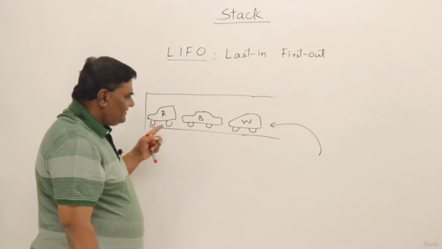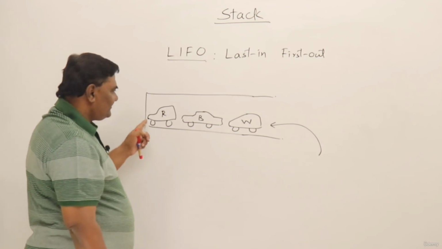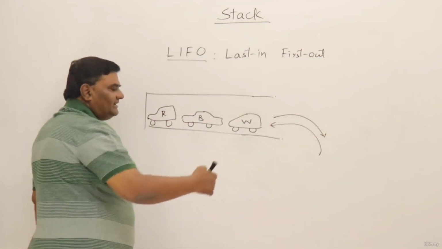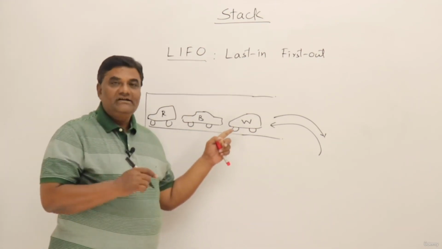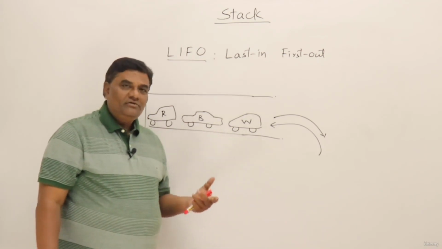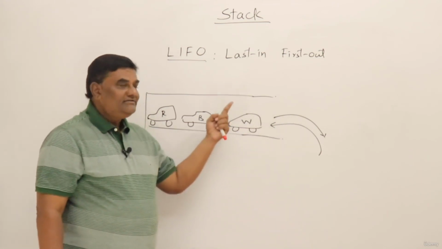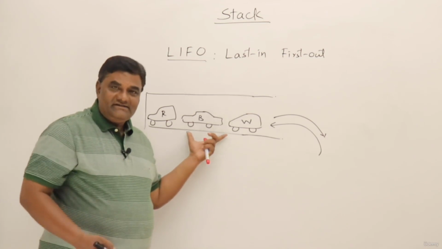Then if I want to take out these cars, from which direction should they go out? This side is closed, so they have to go out from the same direction. This side of the lane they can go out. Which car was inserted last? White car. Which car will go out first? White car. So that's how last in will go out first. Last in first out. In short, we call it LIFO. So this is one example.